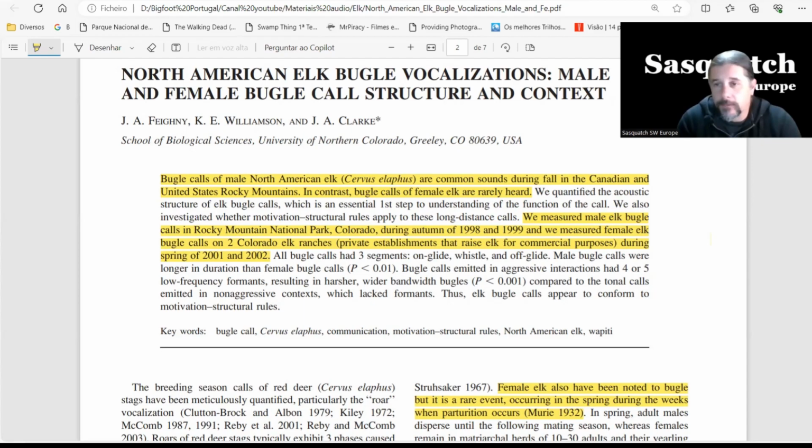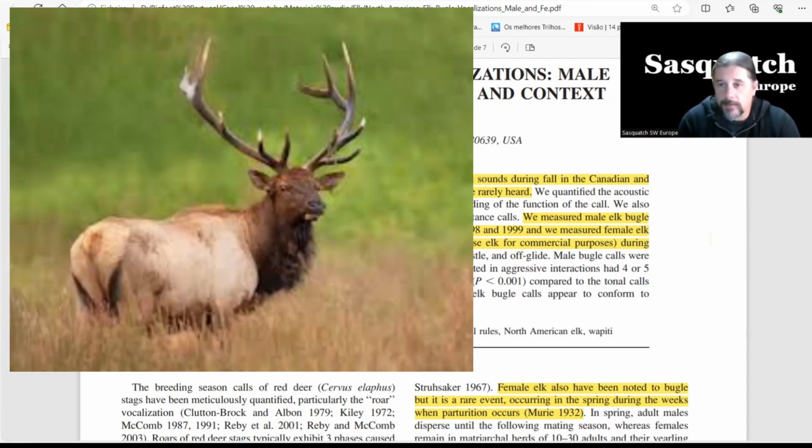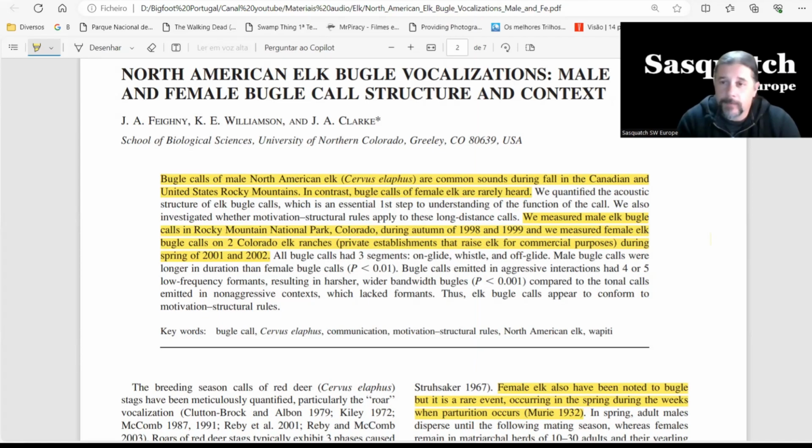And you all know what an elk is. It's an enormous deer from North America. And you guys, mostly European viewers or researchers, are probably asking why I'm not talking about red deer. I will address red deer in this video, but it will be very easy to address, and I will explain that to you later.